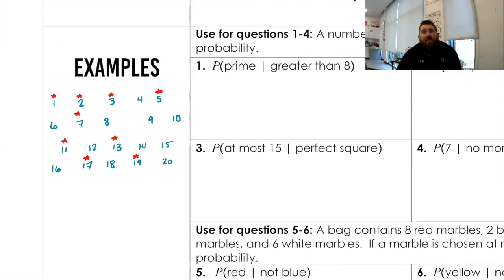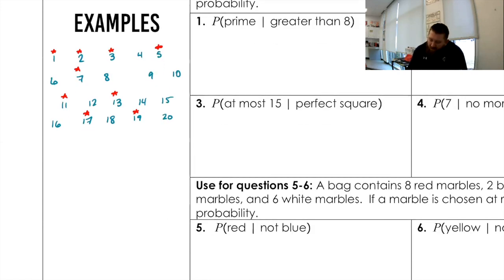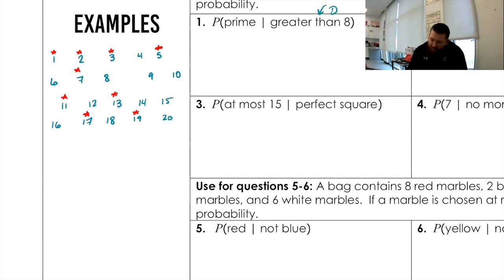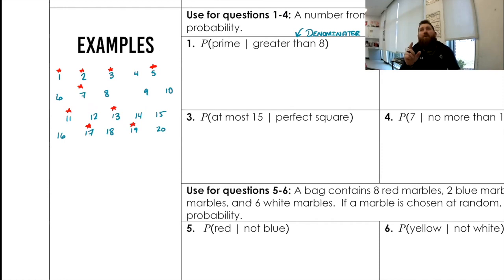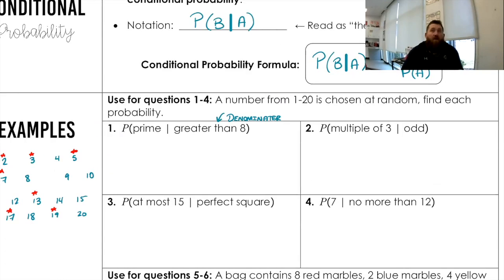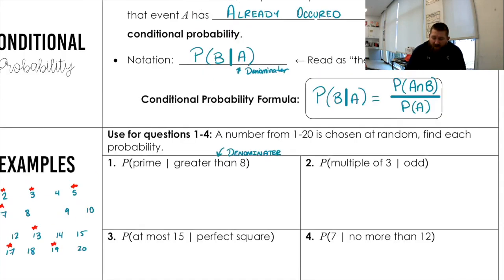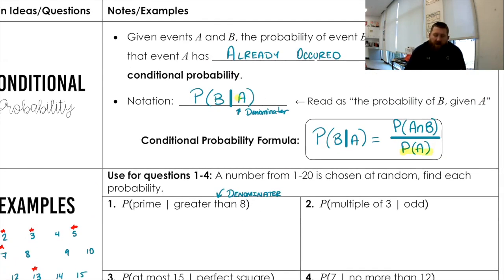So it wants to know the probability that a number is prime given it is greater than 8. The given is always my denominator. If we look at our formula, you had the probability of B given A, so this A was your denominator. In our formula, A is in the denominator. So the given part is my denominator.